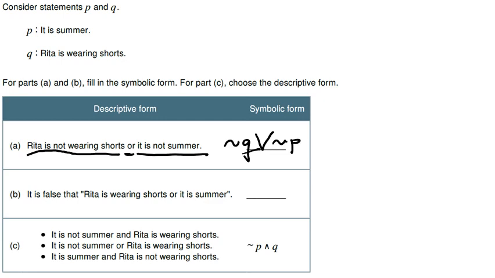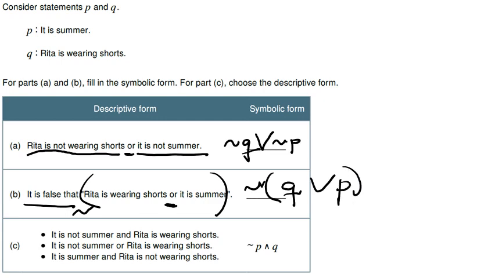For B, it is false that Rita is wearing shorts or it is summer. Now you have to be careful here. You have to think about your rules for English. So your English skills can come into play here. It is false. That's a negation. But we're negating this entire statement here. Think parentheses. So the negation of Rita is wearing shorts, which is Q, or it is summer, which is represented by P. So I'll write this one out a little bit better here. Okay? Not (Q or P).